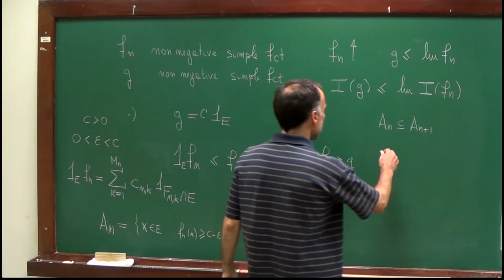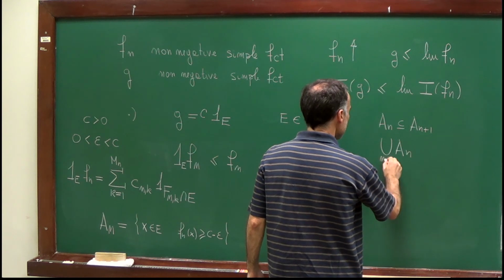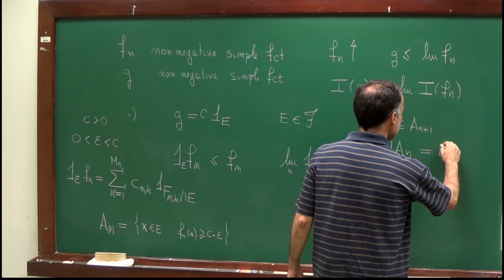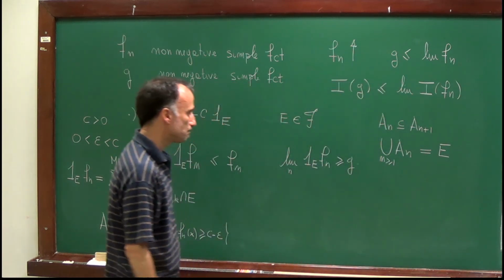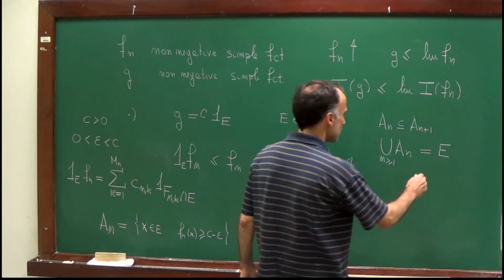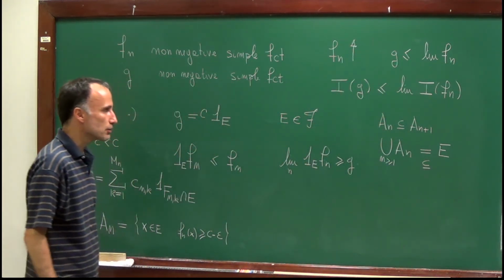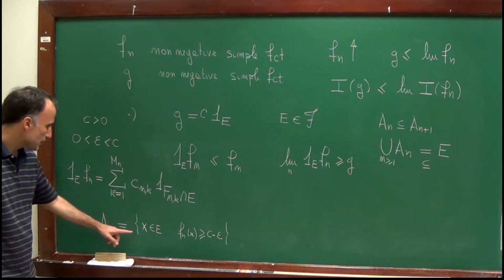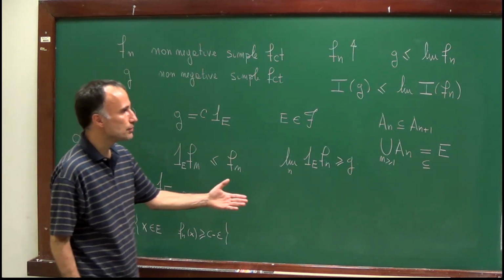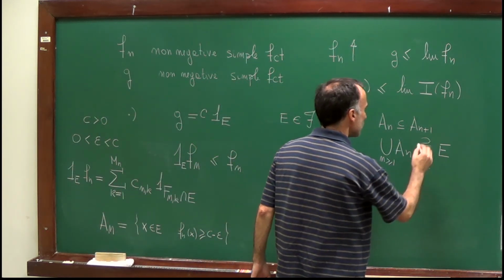Then my second claim is that, if I take the union of all sets A_n, what I get is exactly, I claim, the set E. Well, there is one side of this inclusion which is very simple: the union of A_n is contained in E. Why? Because each A_n is contained in E, and therefore the union is contained in E. So now let's check the reverse inclusion.